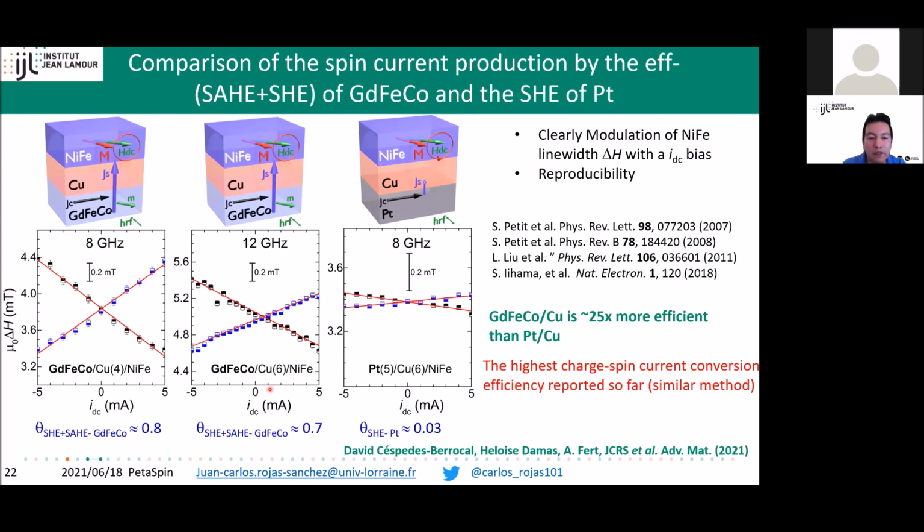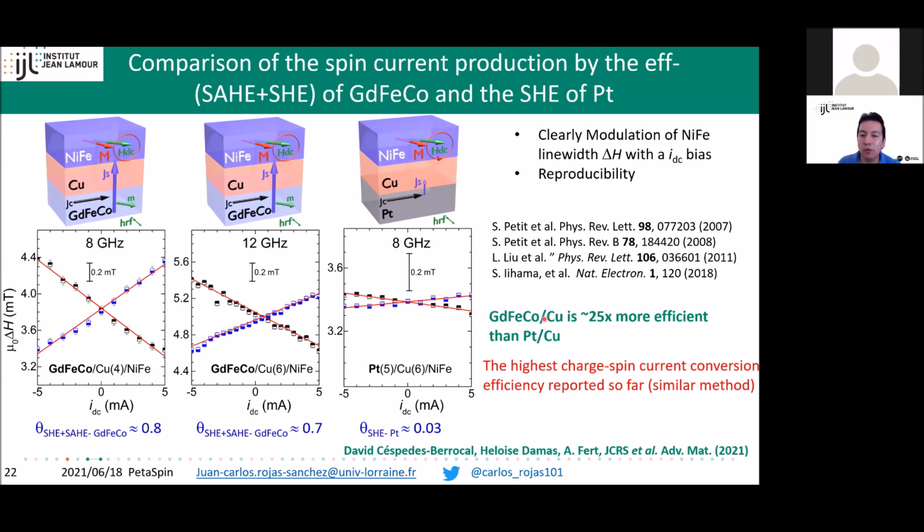So we checked many times in different devices, and we grew later this sample to compare with platinum to be totally sure that this is reliable. And here we can see the result of platinum, nice linear dependence also as expected, but much smaller variation than in gadolinium iron cobalt, despite more current flowing in platinum here. If we quantify this, the effective spin Hall effect of platinum is about 0.03, like 25 times smaller than in gadolinium iron cobalt copper.